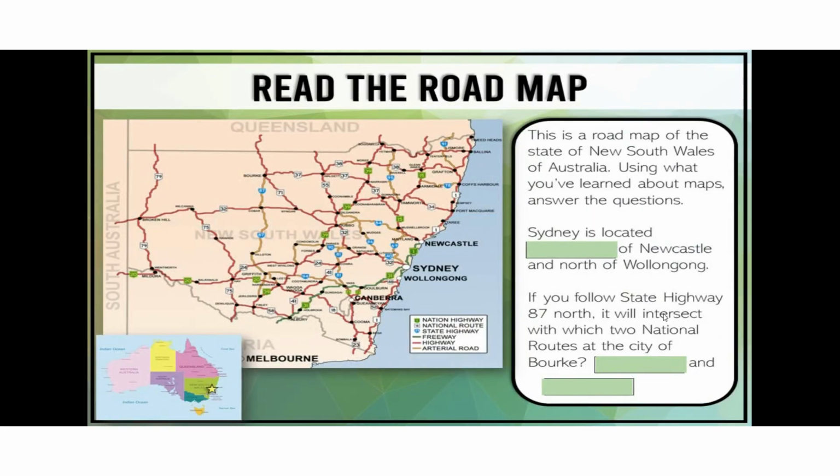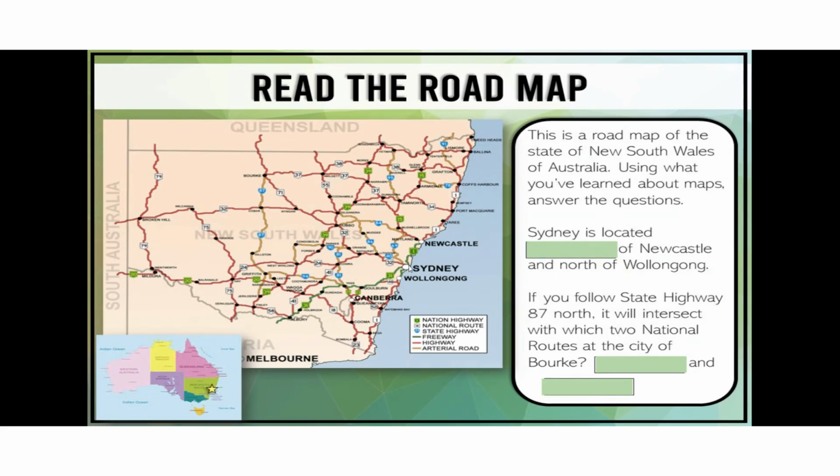And then we have road maps. So this is a road map of the state of New South Wales of Australia. Using what you've learned about maps, let's look at the following questions. Sydney is located blank of Newcastle and north of Wollongong. Let's go with that. So we first have to find Sydney.